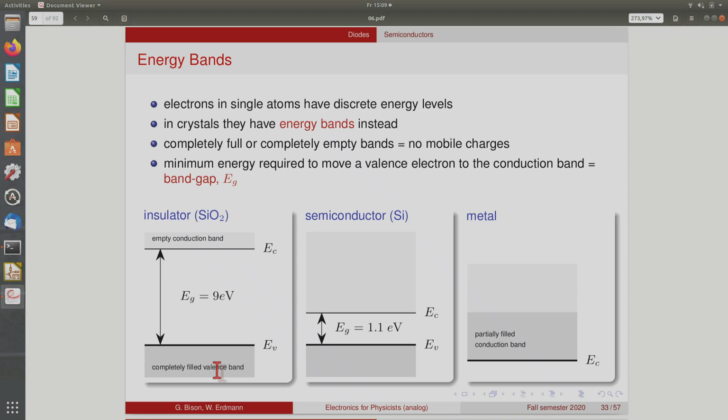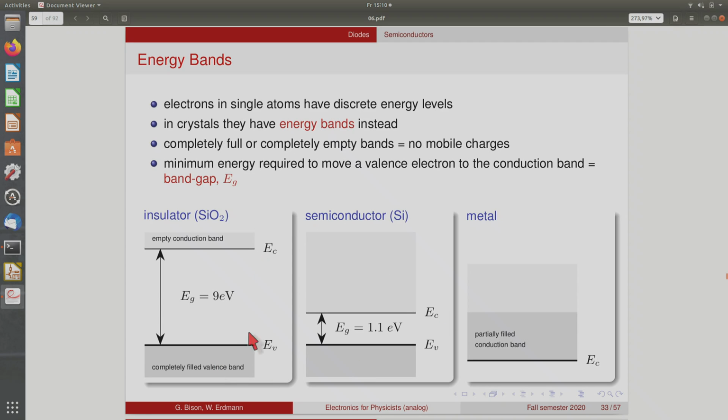Whenever you have a band that is completely full or completely empty, that means that all the electrons are in their place and they cannot move around. So in order to move around, an electron needs to change its energy, and it can only do that by going to an empty state. And when all states are filled, it cannot move, okay? Because no other energy state is available. So the minimum energy that you need to move an electron around is first you have to get it from a filled band into an empty state. And these empty states are separated by the so-called energy gap.